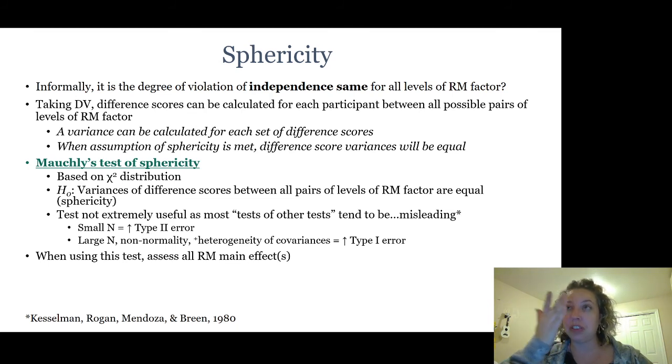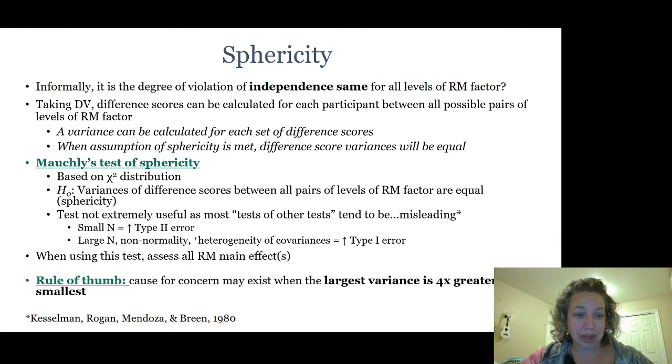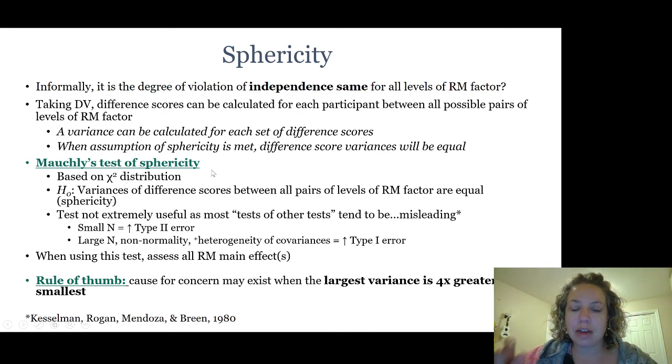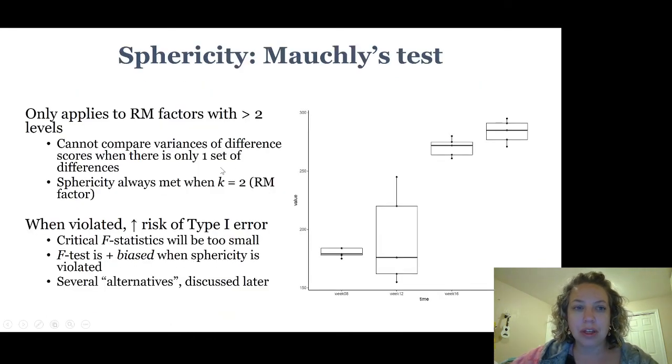We want to use Mauchly's test for all repeated measures factors. There is a rule of thumb that says if the largest variance is 4 times the smallest variance, then that's a problem. Now, these variances are variances between pairs of repeated measurements, not each repeated measurement itself. If we're looking at variance at each time point or each condition, that's Levene's test. This is looking at pairings of time points, the differences.